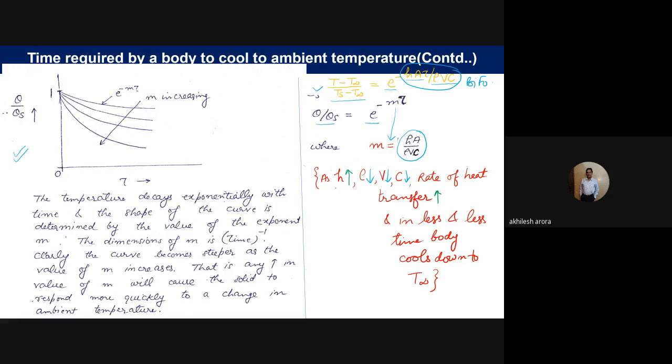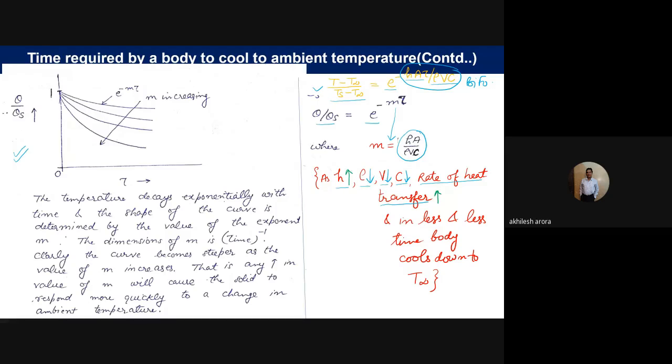Now just focus here. Suppose H increases, density decreases, volume decreases, and specific heat of the solid also decreases. Means we are considering a solid for which the density is low, and let us say we reduce its volume, and its specific heat is also low. Then what will happen to the rate of heat transfer? Now, rate of heat transfer is very much dependent upon the heat transfer coefficient.